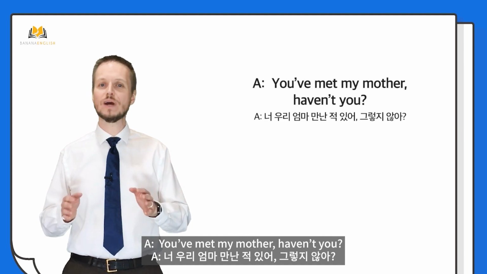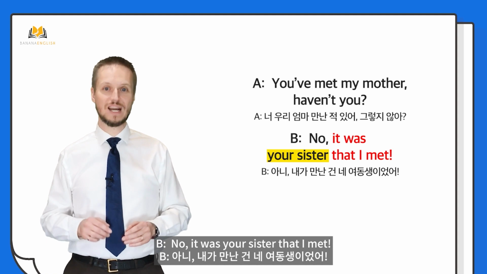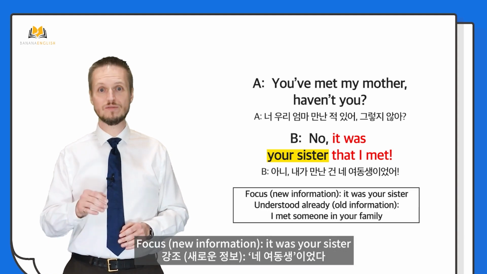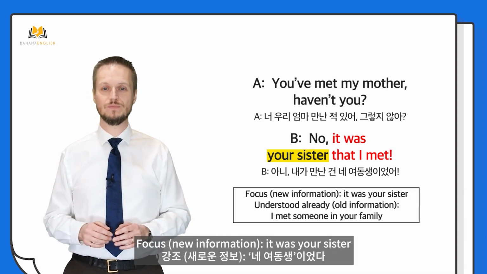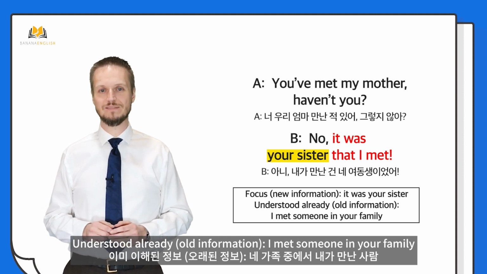A. You've met my mother, haven't you? B. No, it was your sister that I met. Focus, new information: it was your sister. Understood already, old information: I met someone in your family.